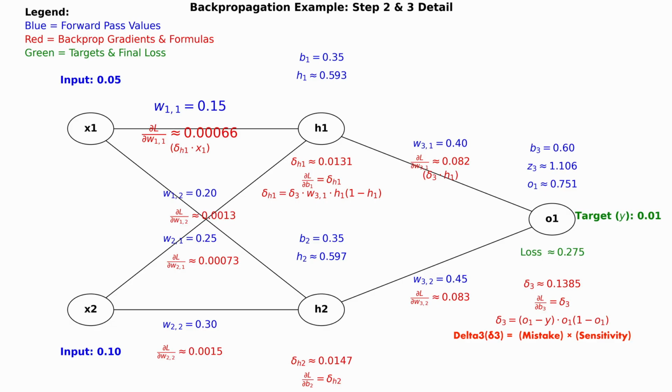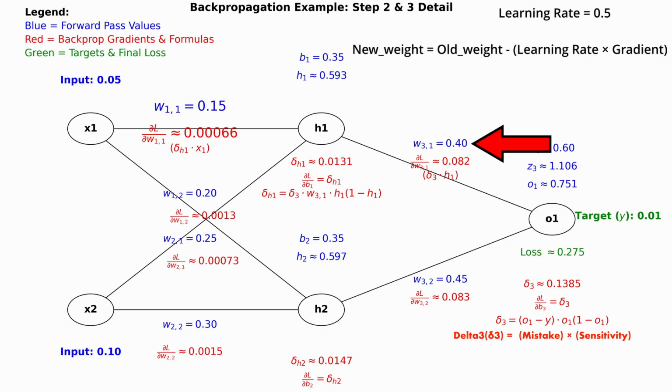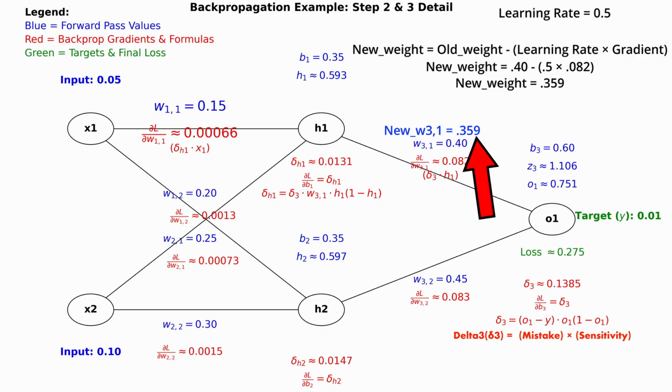Now for the payoff. We have the gradients, we know exactly which direction increases the error. So to decrease the error, we simply move in the opposite direction. We take our old weight and subtract the gradient, but we don't subtract the full amount. We scale it down using our learning rate, which is 0.5. Let's update weight 3,1. It started at 0.4. The gradient was 0.082. So we calculate 0.4 minus half of 0.082. That gives us a new weight of roughly 0.359. Notice the weight went down. That makes sense. Our prediction was too high, so we are lowering the connection strength to fix it.